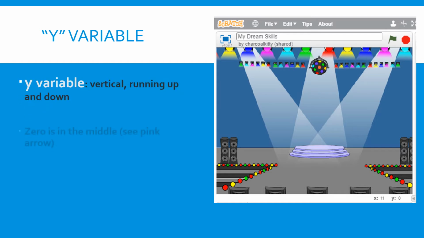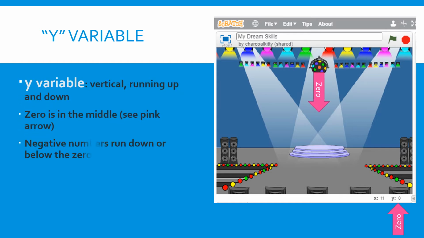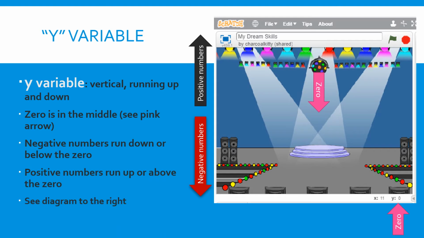The Y variable is vertical. It runs up and down. The 0 is in the middle. And if you look on the right side, you're going to see Y colon 0. Negative numbers run down or below the 0. Positive numbers run up or above the 0.